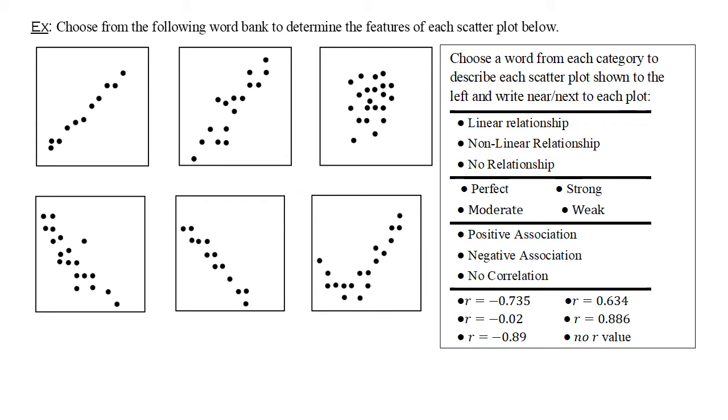So let's look at some different scatter plots here and try and determine what kind of correlation we observe. For each of these, we'll try and choose whether it's a linear relationship, a non-linear relationship, or no relationship. We'll then determine if it's going to be a perfect line, a strong correlation, moderate, or weak correlation. And then we'll try and see if it's a positive, a negative, or no correlation. And then we'll see if we can try and match each of these graphs with a particular R coefficient.